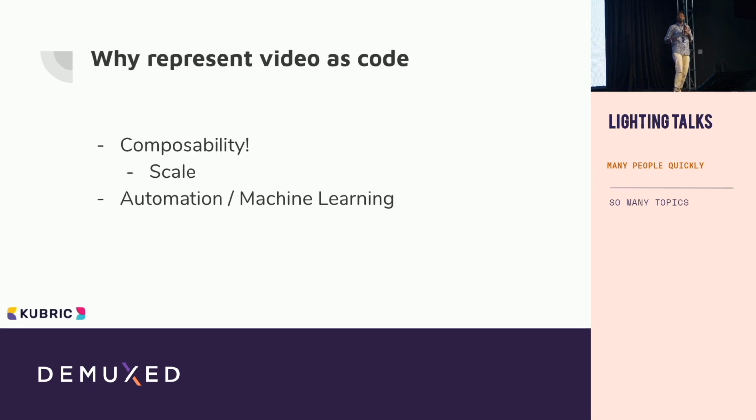So why would you do that? It allows you to have composability. You get to scale up very fast. So let's say you have one template, you're trying to create 1,000 or 10,000 different videos. How do you do that? If you have video as code, you can replace stuff within that code. At least that's the idea. And that allows you to bring in automation and machine learning as well.